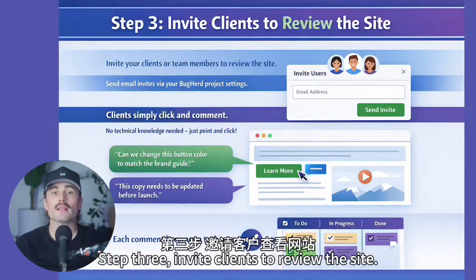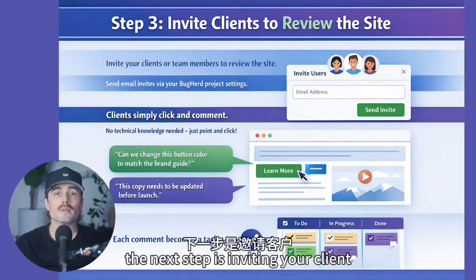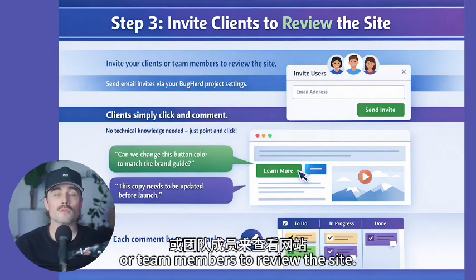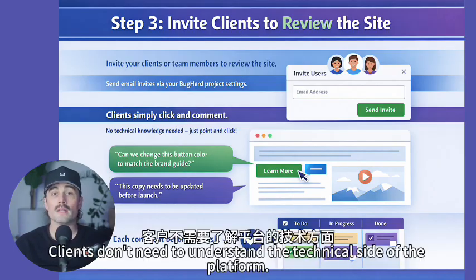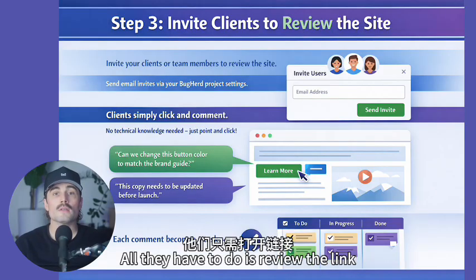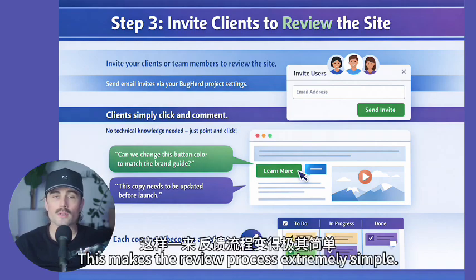Step 3, invite clients to review the site. So now that BugHerd is set up, the next step is inviting your client or team members to review the site. Inside your project settings, you can invite users by email. Clients don't need to understand the technical side of the platform. All they have to do is review the link and start clicking on elements to leave feedback. This makes the review process extremely simple.